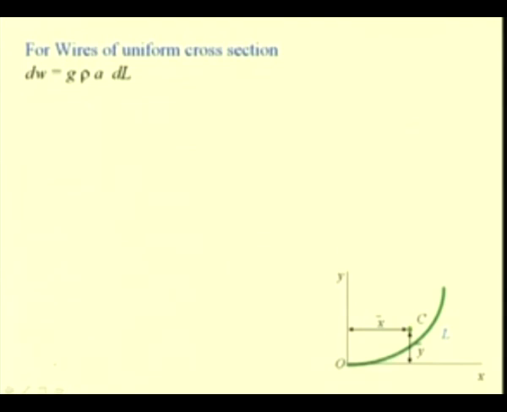Let us further extend this discussion to uniform wires. So, if you consider a small element in this wire, the weight of this element is dW, which is equal to g times rho times A times dl, where A is the cross section area. Let us assume that this is the differential element and it has uniform cross section throughout this wire. So, A is the area of cross section of this element, which is constant throughout this wire, and dl is the differential length that we have taken along this wire.